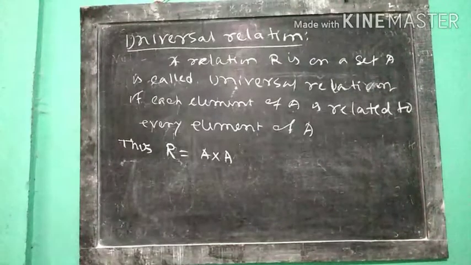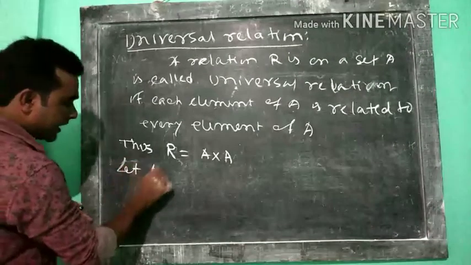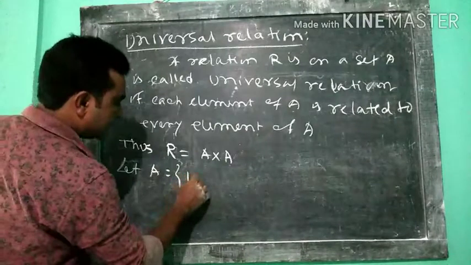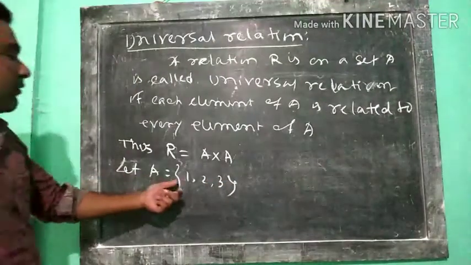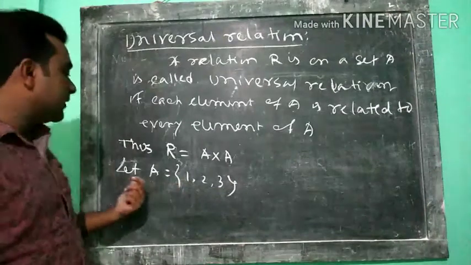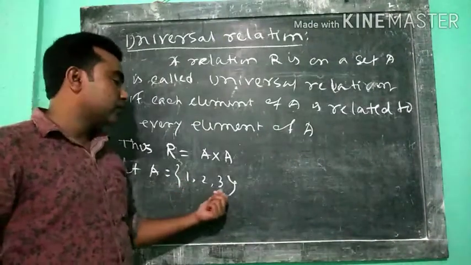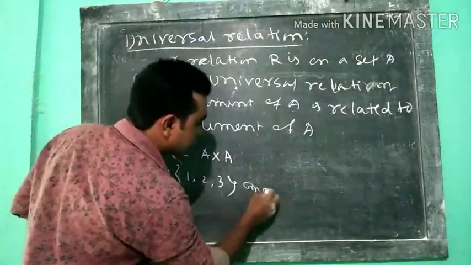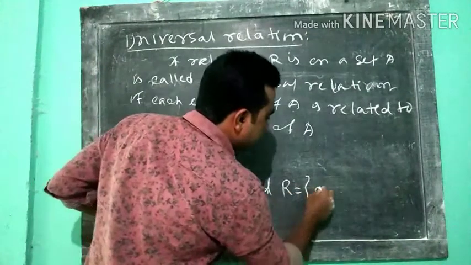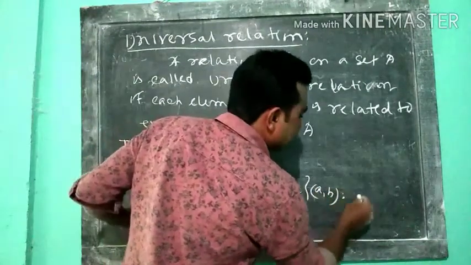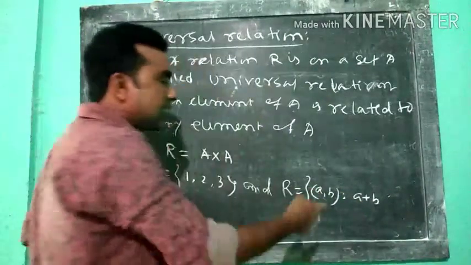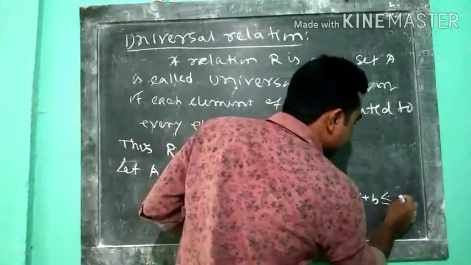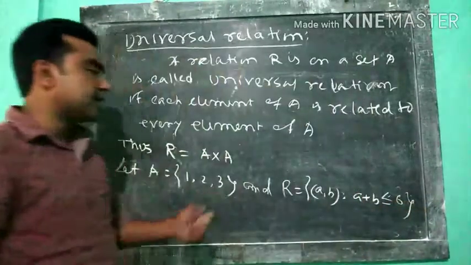Now take an example. Let A equal to {1, 2, 3}. A is a non-empty set. The elements of A are 1, 2, 3 and R is equal to {(a, b) such that a plus b is less than or equal to 6}.